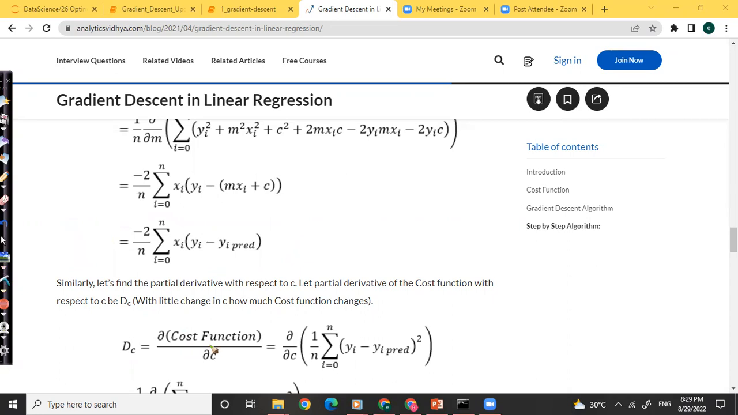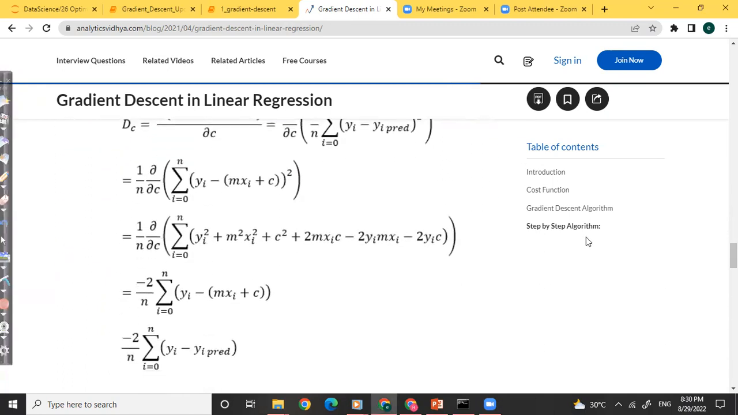Similarly, we can calculate the cost function with respect to C, the same way. Here we are using m times x. Suppose y is equal to 2x, what is the dy by dx? It is 2, right? So with respect to C, we are integrating, and we get this finally.